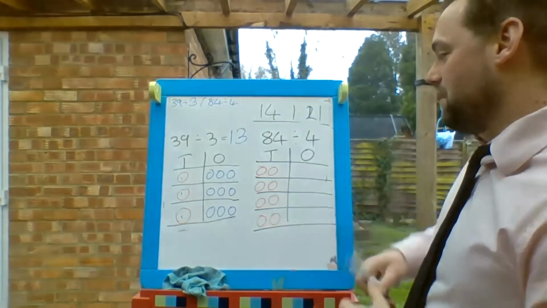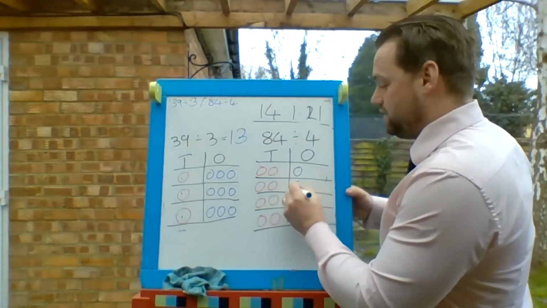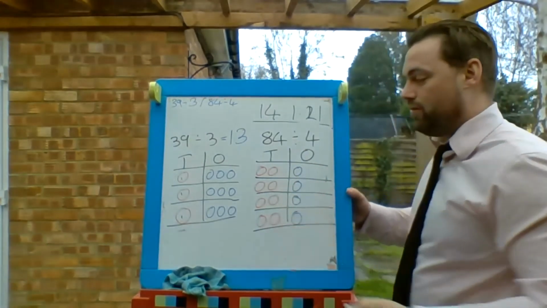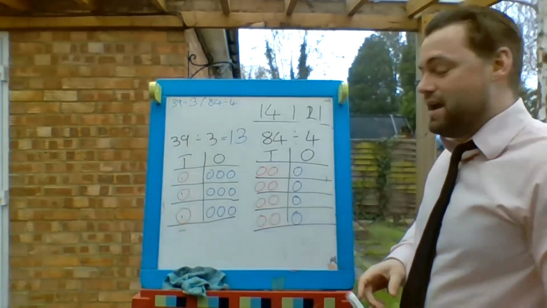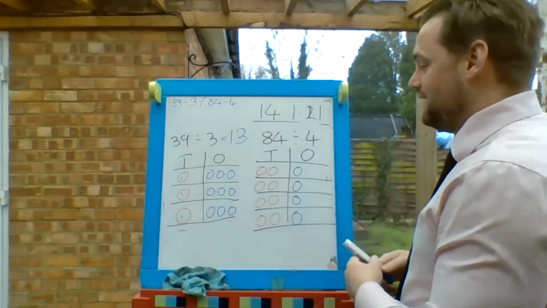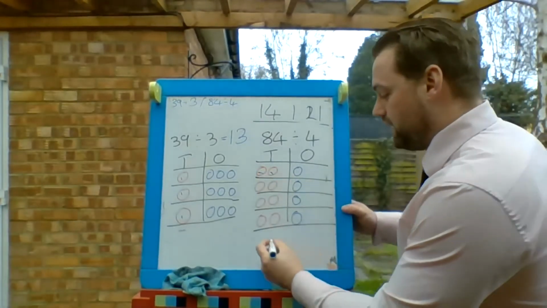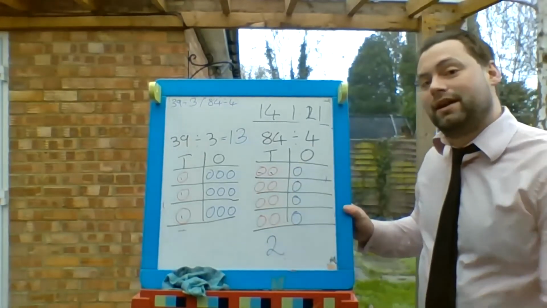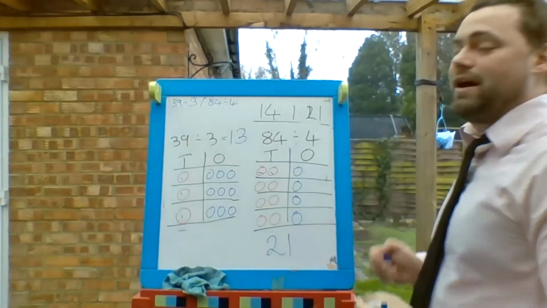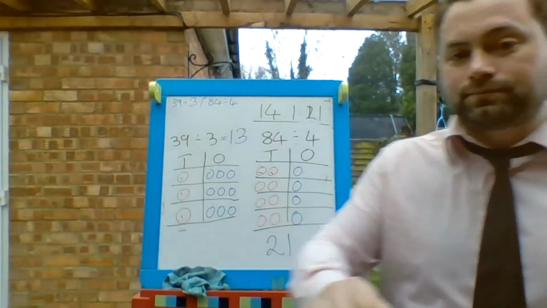And I go over to my 1s. I've got 4 1s, got to share them out. 1, 2, 3, 4. There we go, no more 1s to share out. And then I have a look at my place value chart and I can see that I have 2 lots of 10 in each group. So that is 20. And I have 1 1 in every group. So it's 21. So 84 divided by 4 is 21.